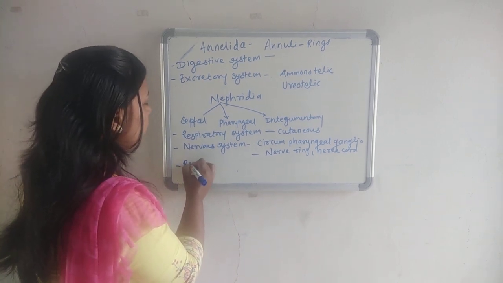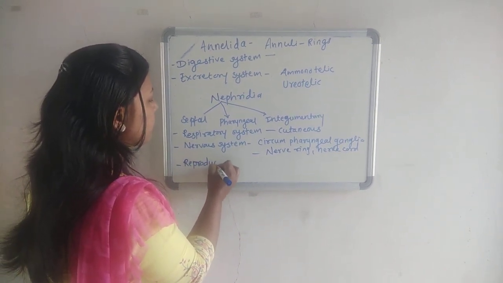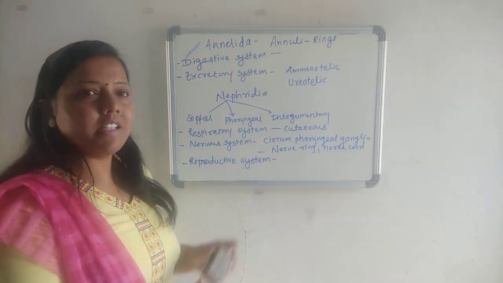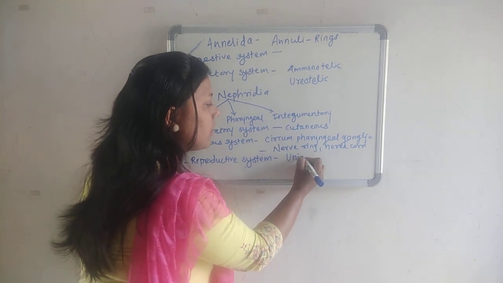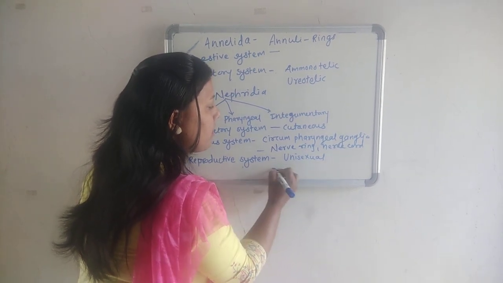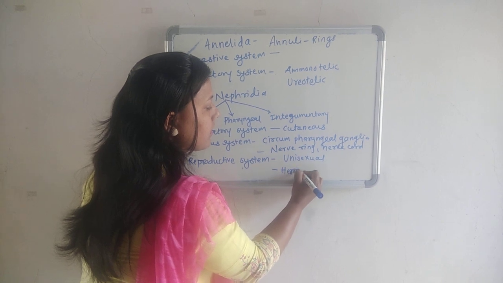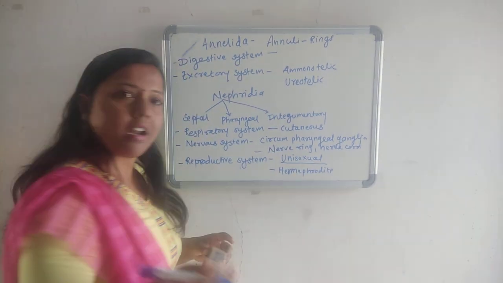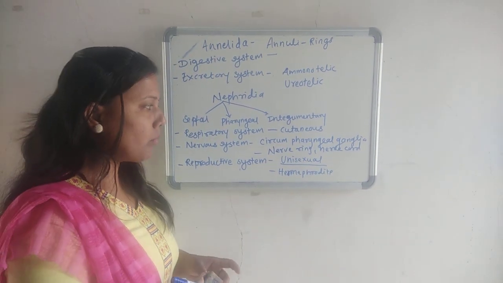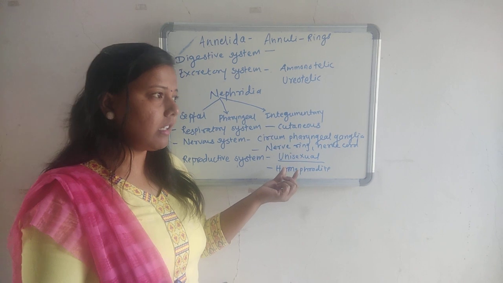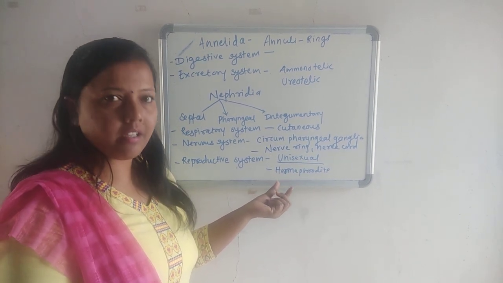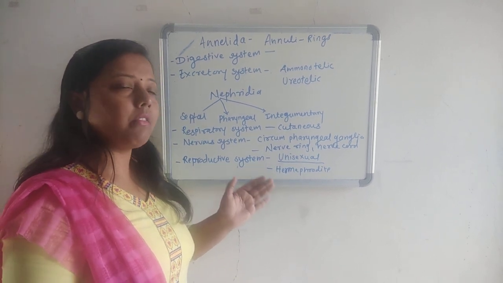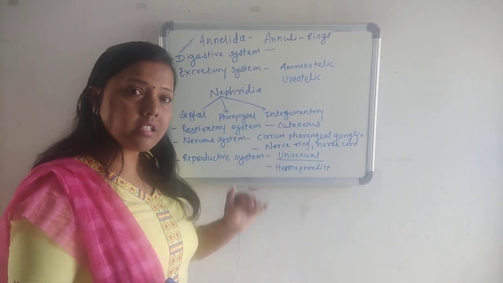Next system is the reproductive system. Some annelids are unisexual while some are hermaphrodite. Unisexual means they are either male or female, and mostly this unisexuality we can see in Nereis. Nereis are aquatic animals. Hermaphrodite means both male and female sex organs are present in the same body.